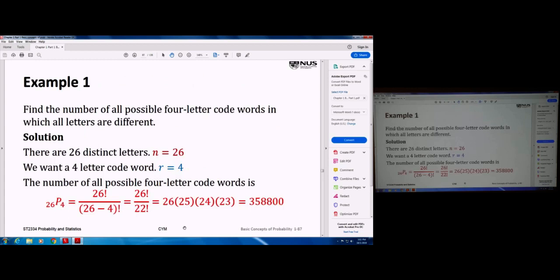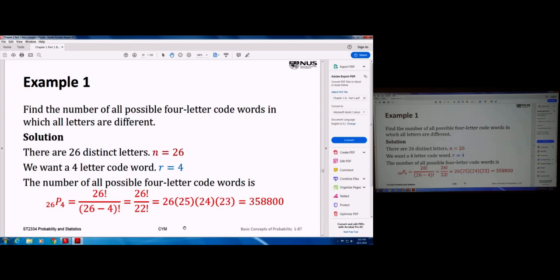Let's have a look at some examples. Okay, so now let's say the following. It says find the number of all possible 4-letter code words in which all letters are different. In this scenario I have 26 possible letters, the English alphabet I suppose. So I have 26 letters and a 4-letter code word, so I have a choice of 4 of those.